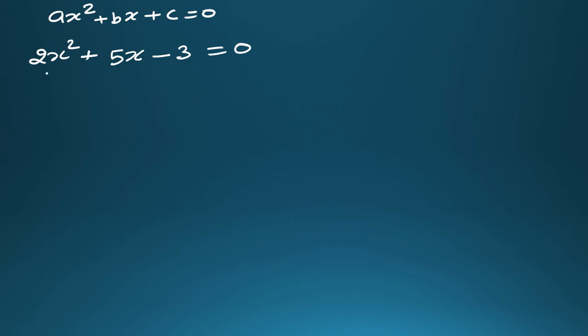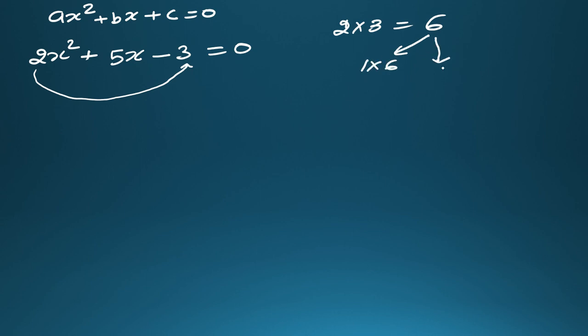So what you will do here, the first step is to multiply the leading coefficient with the constant term. The leading coefficient means the coefficient of x square, that is 2. 2 multiplied by 3 will be equal to 6. Now what is the second step? We have to find all the pairs of factors of 6. The first pair can be 1 and 6 because 1 multiplied by 6 is 6. Then we can have 2 multiplied by 3 also.